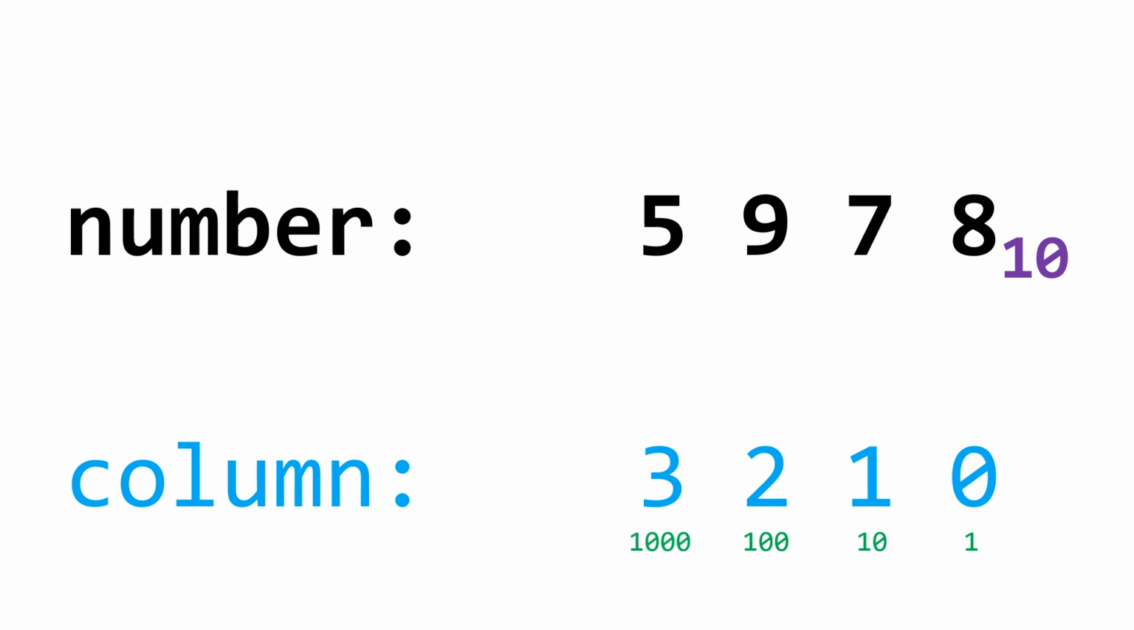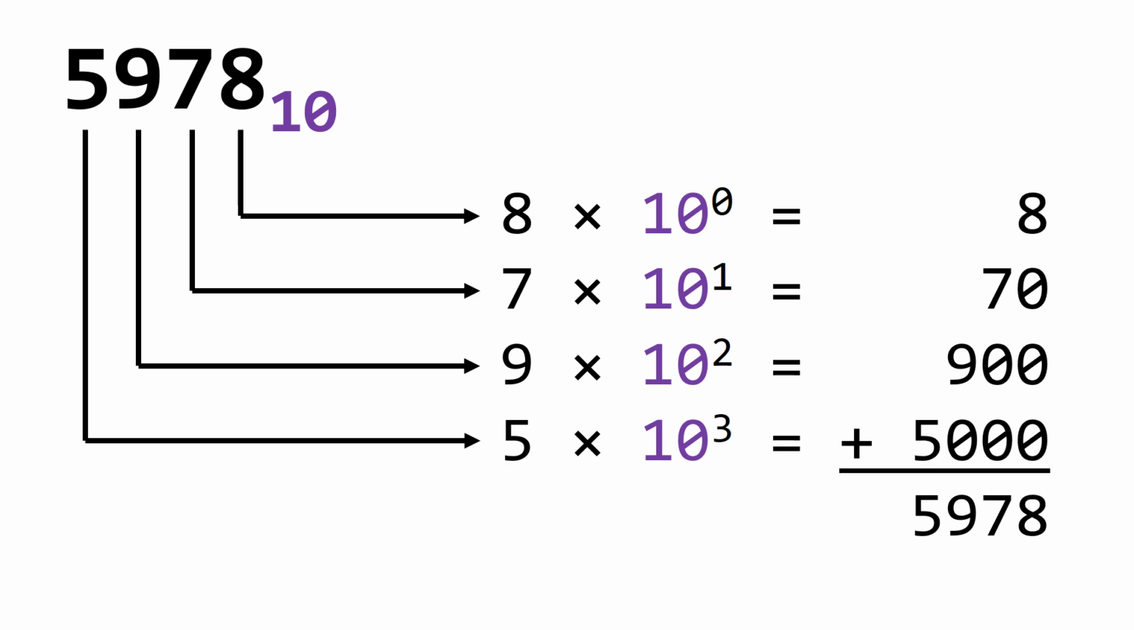The key observation is that each column corresponds to the base raised to the exponent of the column number. For example, column 0 corresponds to 10 to the 0, which equals 1. Column 3 corresponds to 10 to the 3, which equals 1000. So the number 5978 in base 10 is really 5 times 10 to the 3 plus 9 times 10 to the 2 plus 7 times 10 to the 1 plus 8 times 10 to the 0. We intuitively know this, but it's useful to review exactly how it works.